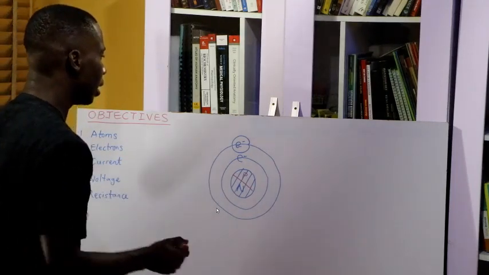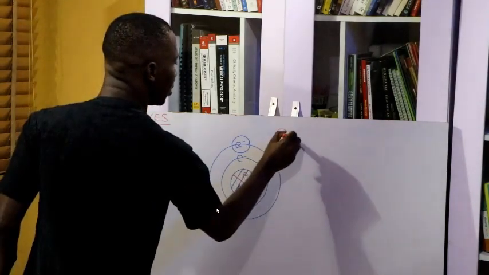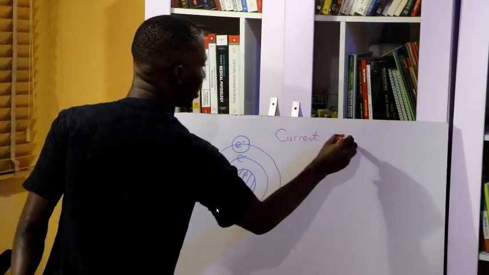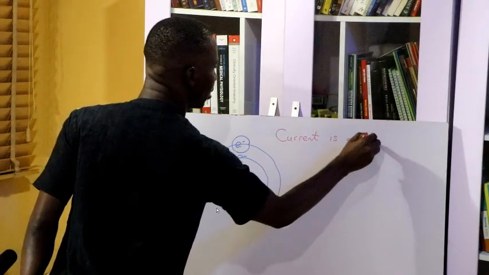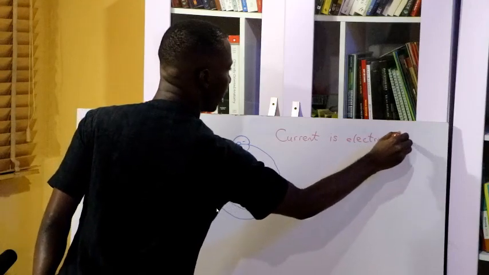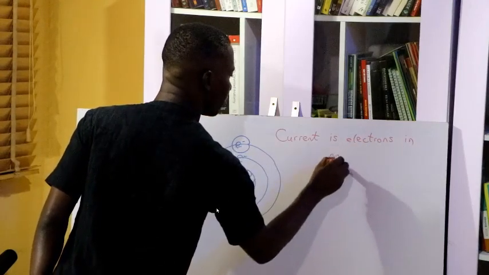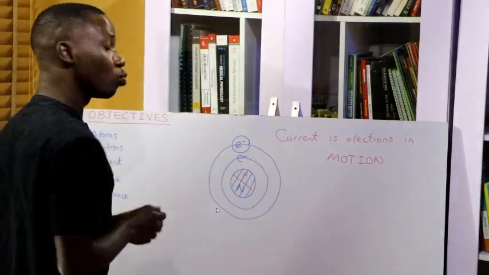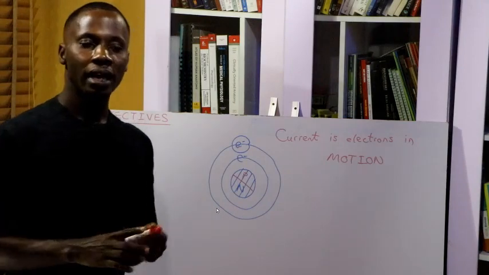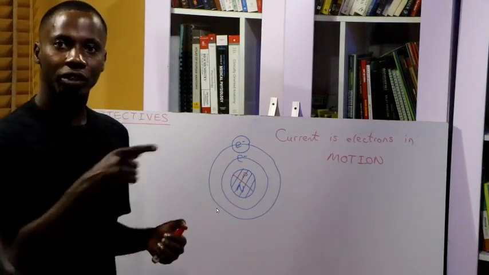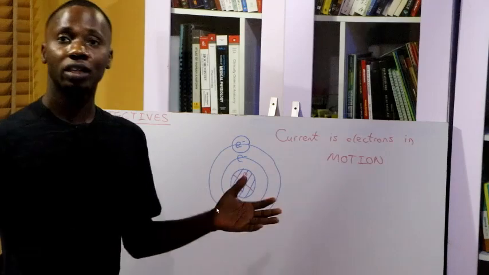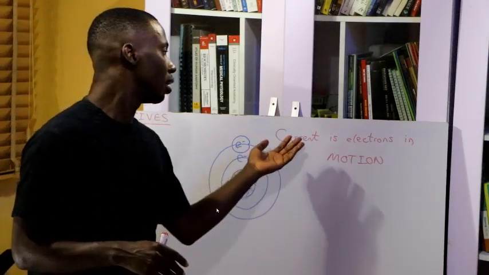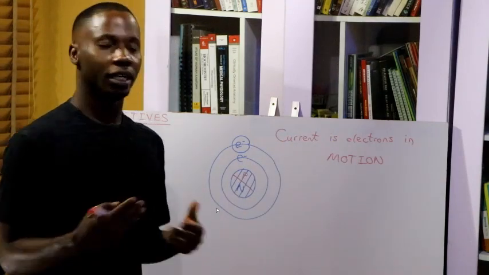Now, what is current? Current is electrons in motion. That is what current is. Any electron you see that is in motion, you call that a current. So a current is electrons in motion.